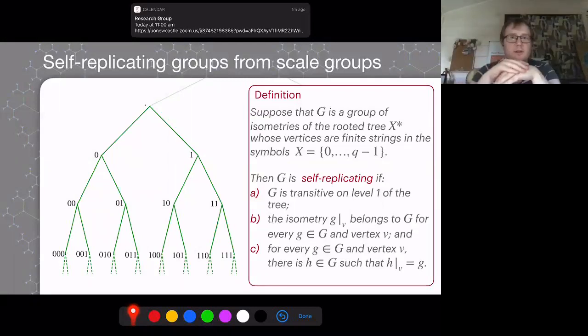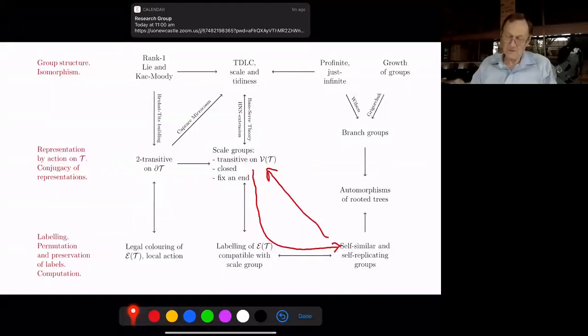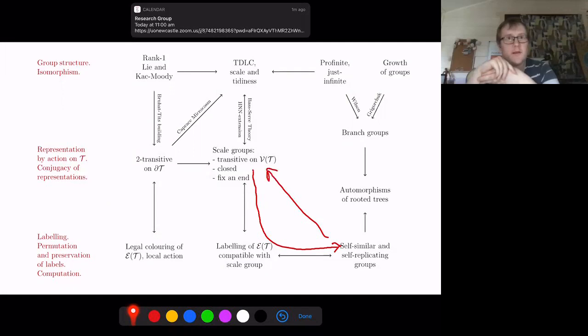Okay. Other questions? Yeah, I had a question. So if you have an automorphism of a TDLC group, you get this scale group from U double minus, but then you also have a scale group from U double plus. So the scale groups sort of come in pairs if we're coming from automorphisms of TDLC groups. Do we know anything about the relationship between those two scale groups?